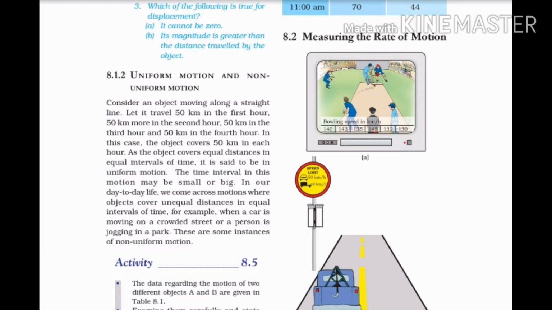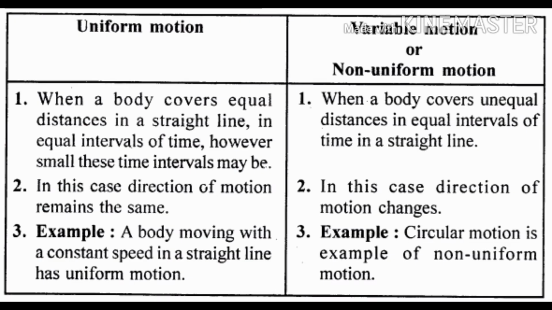So in uniform motion, you can see it is written: when a body covers equal distances in a straight line in equal intervals of time, however small these time intervals may be. In this case, the direction of motion remains the same. Here an example is given: a body moving with a constant speed in a straight line has uniform motion.